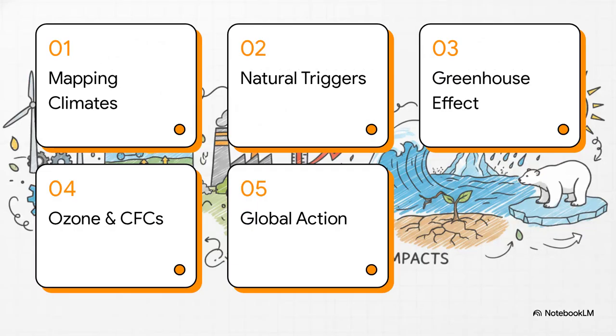All right, here's our game plan for today. Mapping Earth's climates, natural climate change triggers, the greenhouse effect explained, ozone depletion and CFCs, and finally, global impacts and action. Let's get to it.